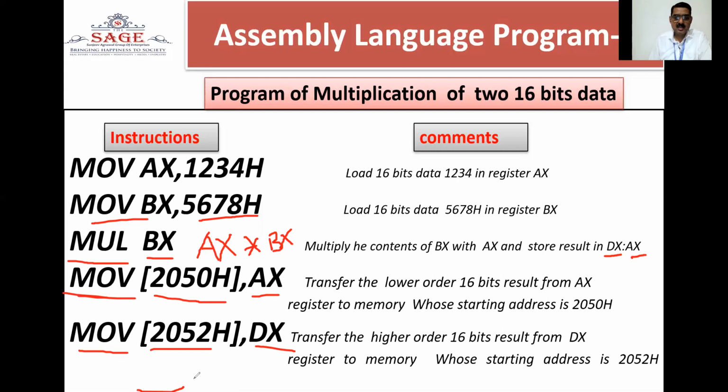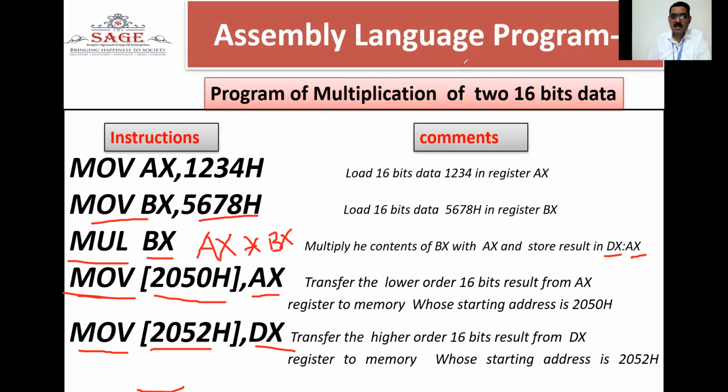So this is the program for multiplication of two 16-bit data. For multiplying two 16-bit data, one data should compulsorily be stored in the AX register and another 16-bit data can be stored in any general purpose register of the processor, by giving MUL and the name of the second register, which can be BX, CX or DX. When you give the second register, AX will automatically be multiplied by its contents. So this is the simple program of multiplication.